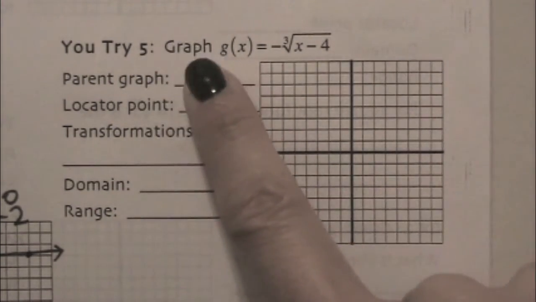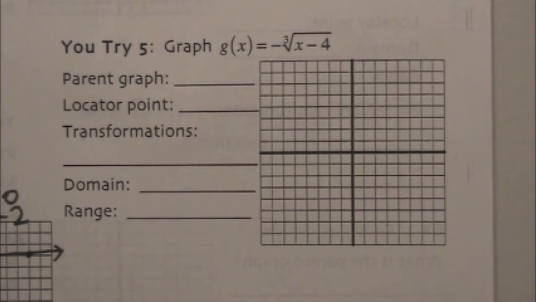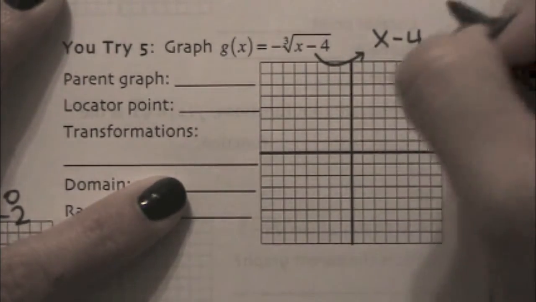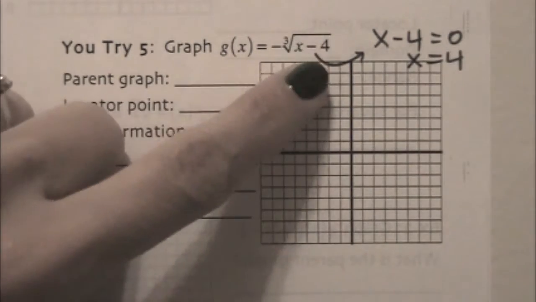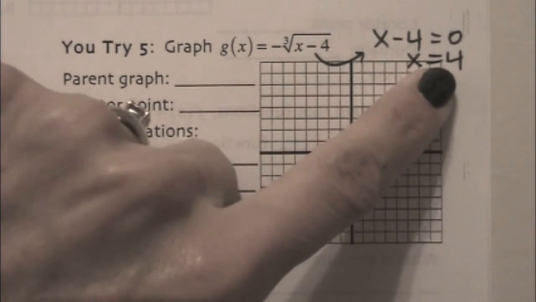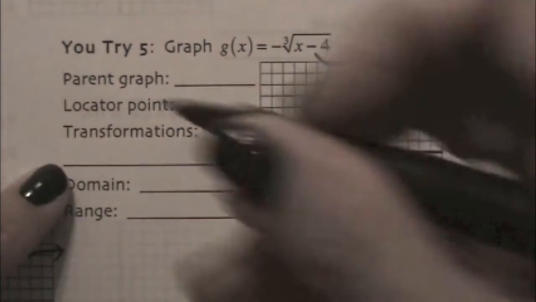In this example, we're graphing g of x equals negative the cube root of x minus 4. So we're going to take this and we're going to set it equal to 0. So we get x equals 4. That's a horizontal shift because the number is in with the x. So we're going to go right 4, and we have a reflect in the x-axis.